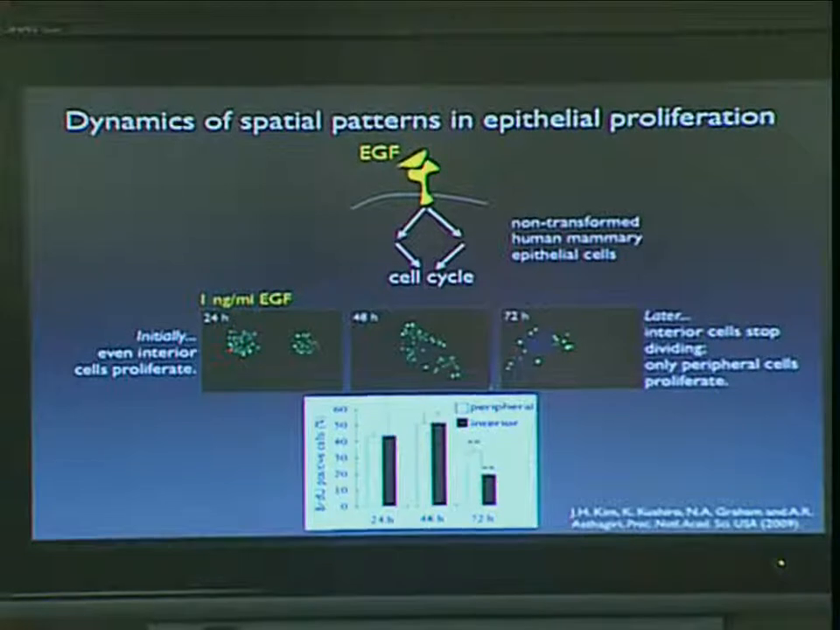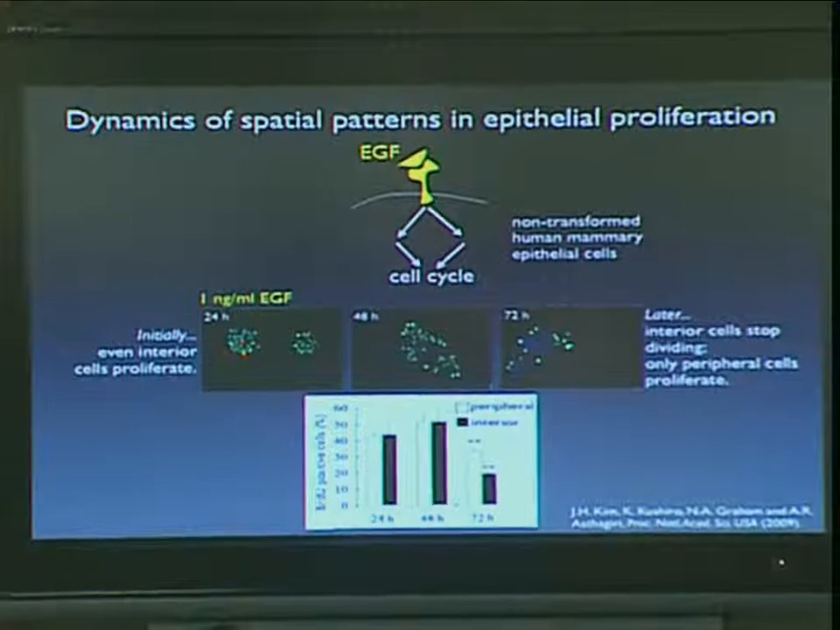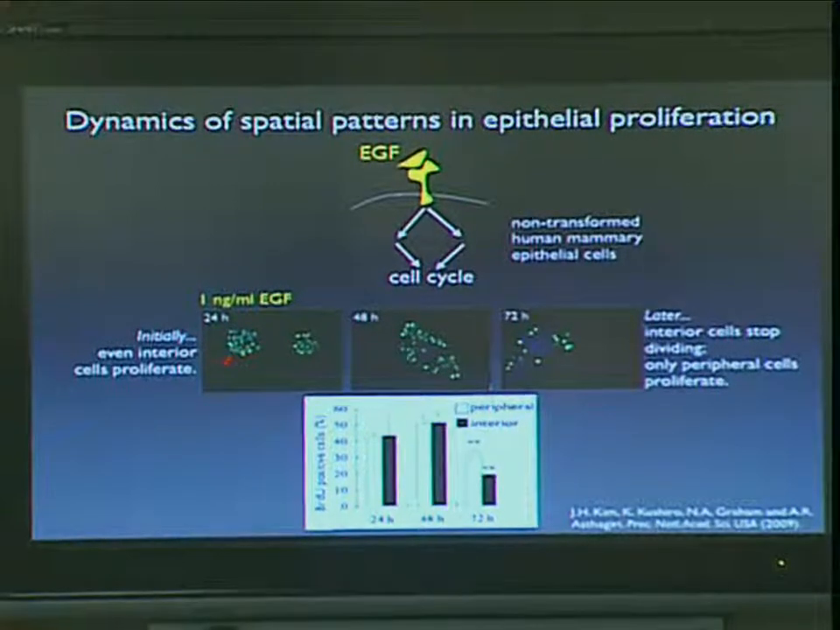Okay. And what we noticed in this non-transformed, non-cancerous cell line is that at early time, even the cells in the interior undergo DNA synthesis and are active in cell cycle. Okay? So these cells that should be contact inhibited because they're not transformed exhibit a uniform mode of division in this early time. Only later in time, the peripheral cells are the only ones dividing, and the interior group of cells are contact inhibited. Okay? So there's a temporal aspect to when contact inhibition kicks in, even in the normal cell systems.